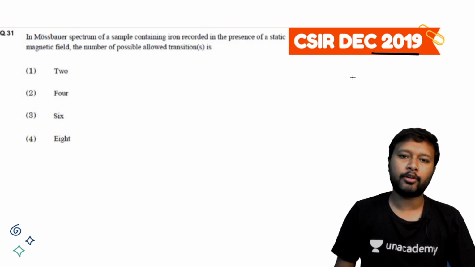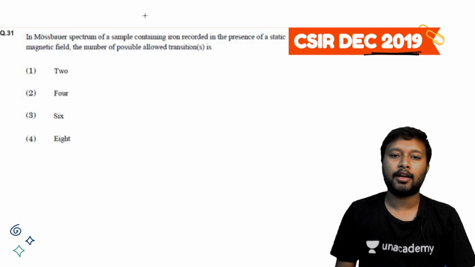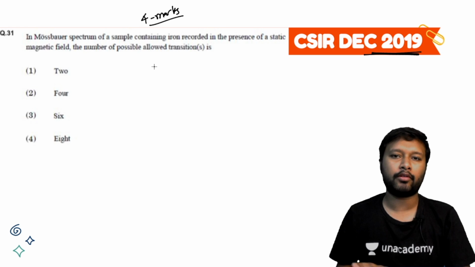Alright guys, so let's talk about this particular question which was asked in the CSIR December 2019 exam, and this was asked for 4 marks. The question says that the Mössbauer spectrum of the sample containing iron is recorded in the presence of a static magnetic field. The number of possible allowed transitions is?